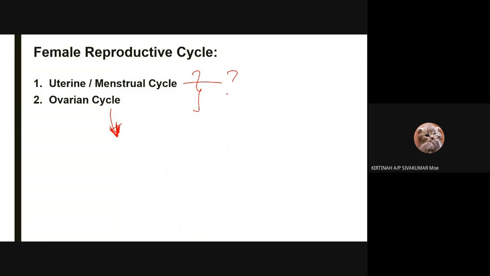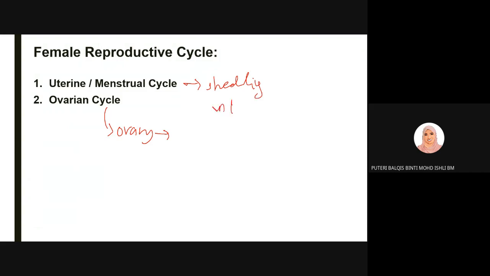Okay, boleh lagi? Yang lain? Anyone else? Ovarian cycle tu cycle yang terjadi dekat ovary. Okay, very good. Ovarian cycle is cycle that occur in ovary. Betul, ovary. Menstrual cycle yang saya diberitahu tadi, shedding of the endometrium lining. Okay, endometrium pun tak apa.